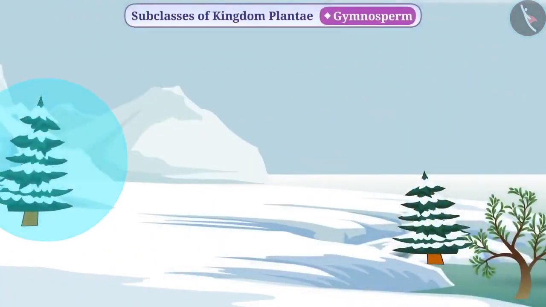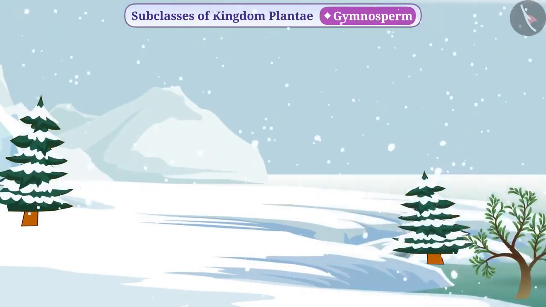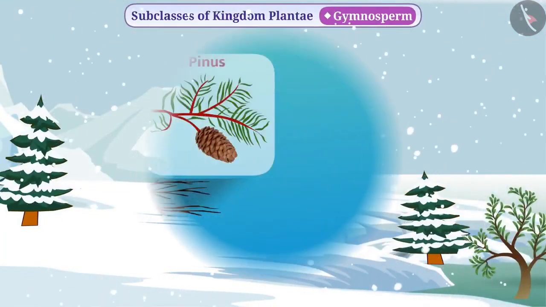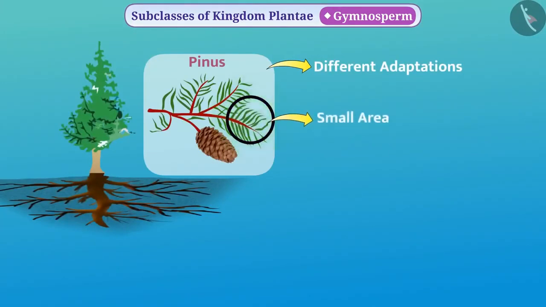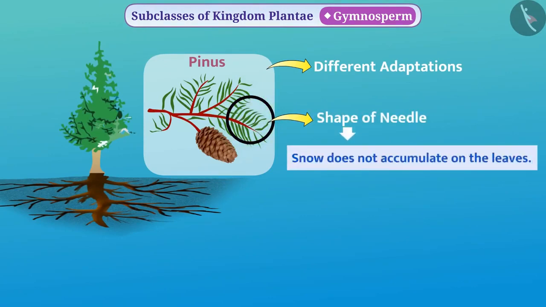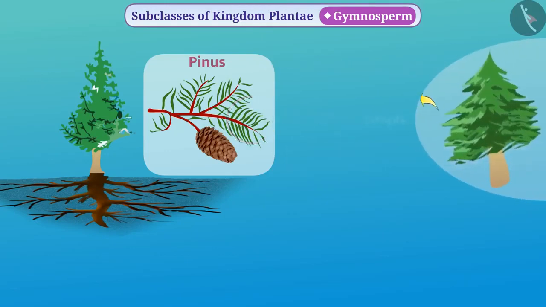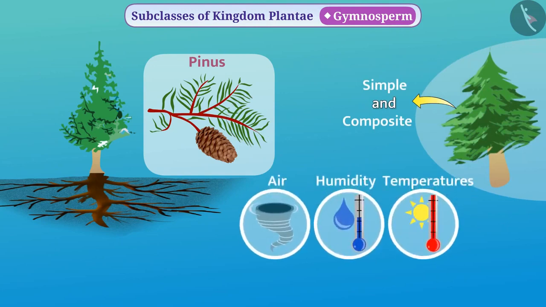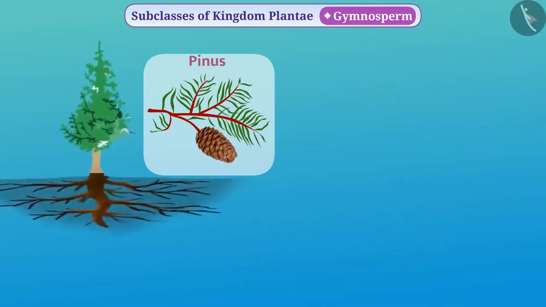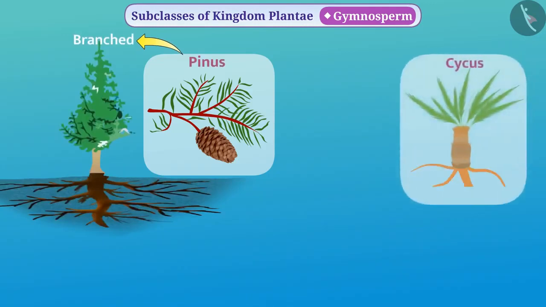Generally, they are found in colder regions where the snowfall is high. These plants have different adaptations, such as leaves are of small area and have a shape of needle so that snow does not accumulate on the leaves. Some gymnosperms have simple and composite leaves. They can tolerate extreme temperatures, humidity, and air. The stems of some gymnosperms, such as pinus, are branched, while the stems of some gymnosperms, such as cycas, are unbranched.